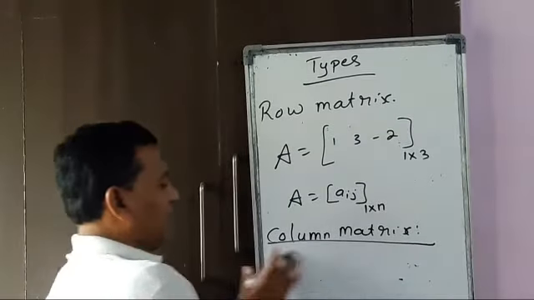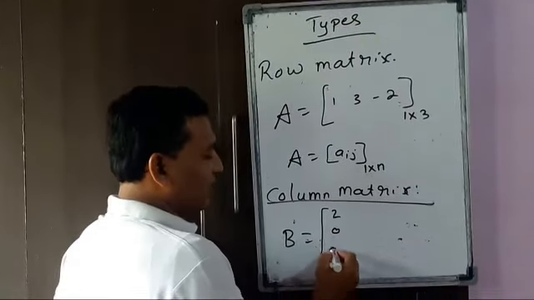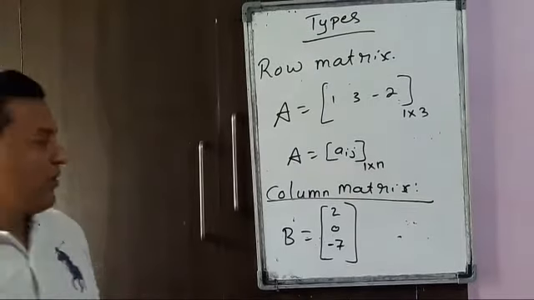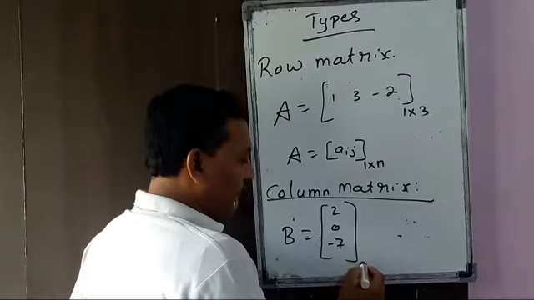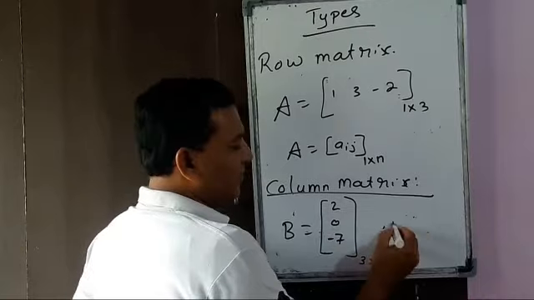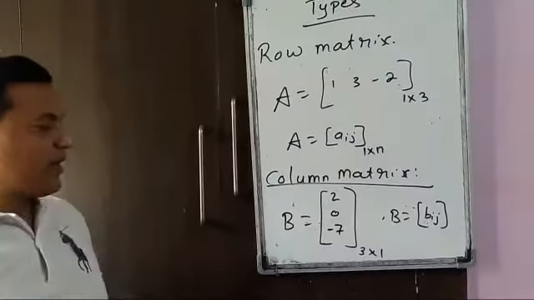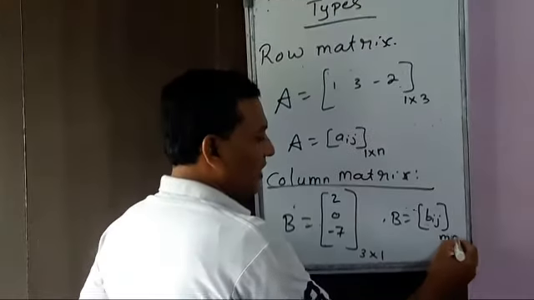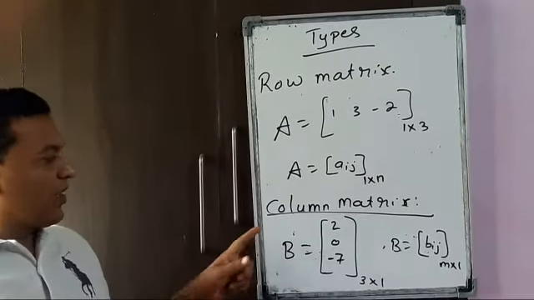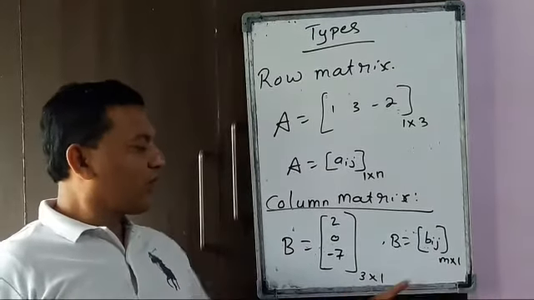The matrix B is said to be a column matrix if it has only one column, irrespective of the number of rows. For example, in this case we have only 3 rows and 1 column. Or a matrix B equal to Bij is said to be a column matrix if it has order m cross 1, where m belongs to the natural numbers. So a column matrix is one which has only one column, with respect to the number of rows.